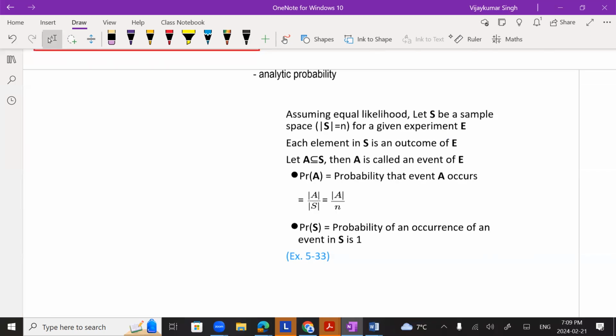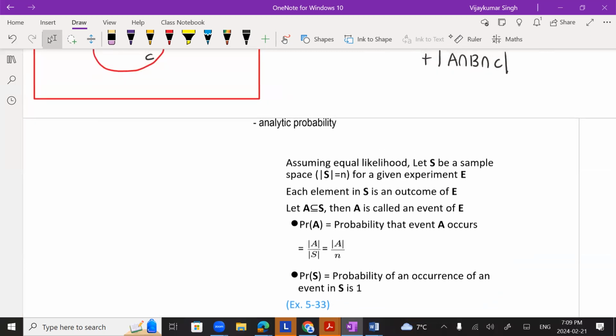Basically, in probability, you have a collection of events. Suppose you have a sample space where you're tossing a coin. You get head, or you could get tail. Now, what are the chances of getting a head? That will be the probability of getting a head. So let's talk about probability.